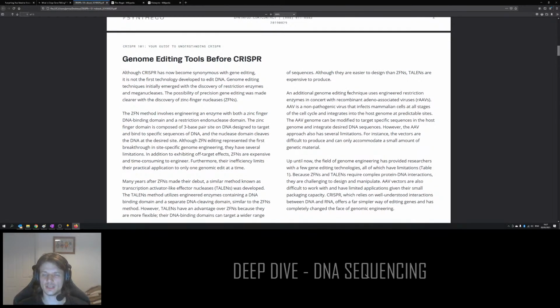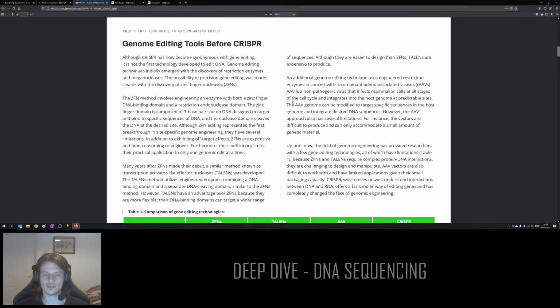An additional genome editing technique uses engineered restriction enzymes in concert with recombinant adeno-associated viruses, rAAVs. AAV is a non-pathogenic virus that infects mammalian cells at all stages of the cell cycle and integrates into the host genome at predictable sites. The adeno-associated virus genome can be modified to target specific sequences in the host genome and integrate desired DNA sequences.